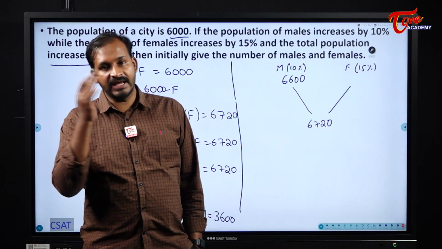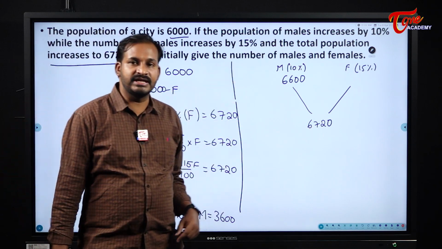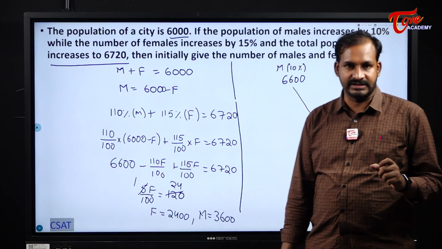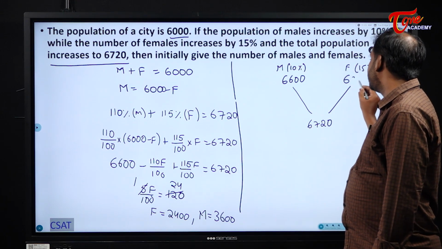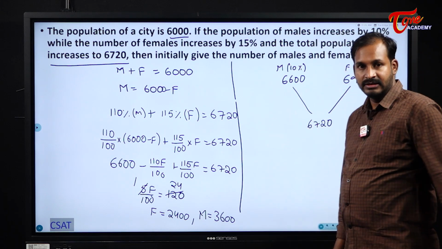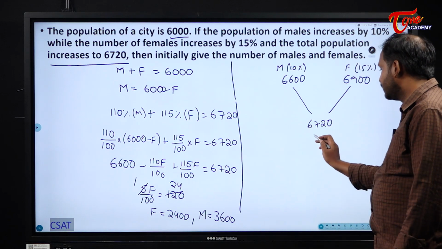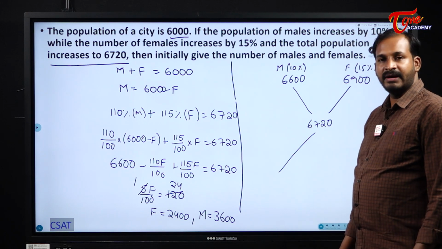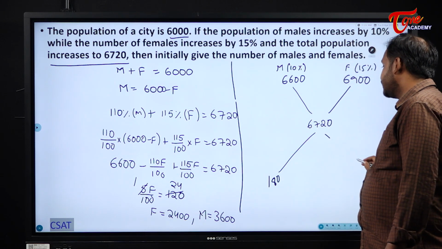For example, if the entire population of that village is female, and the female population is increased by what percentage? 15%. That means if all the 6,000 are female, they will be increased by 15%, meaning 15% of 6,000 is how much? 900. So the population might have gone to 6,900. But due to the mixture of male and female, the population became what? 6,720 for me. So now what is the difference between these two? 720 minus, 900 minus 720. It will become 180.